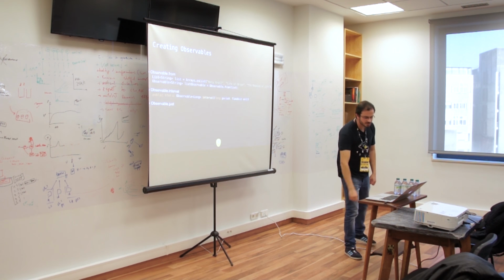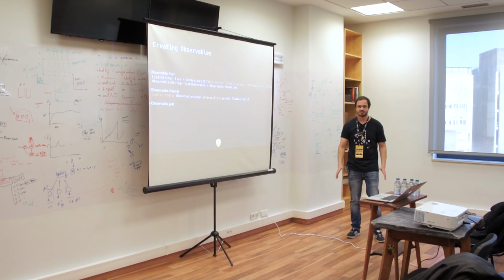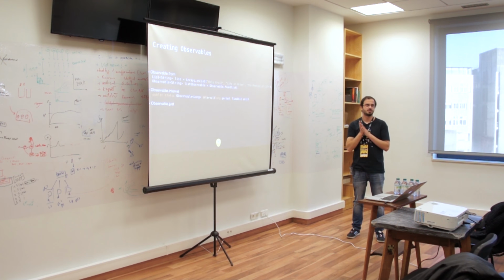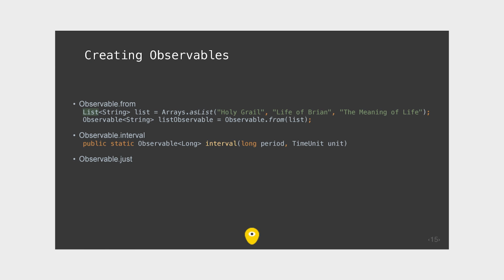Also, there's the observable just. The just takes one type of data, like a class, a value, whatever it is, and transforms that into an observable. And it just does 2 things.